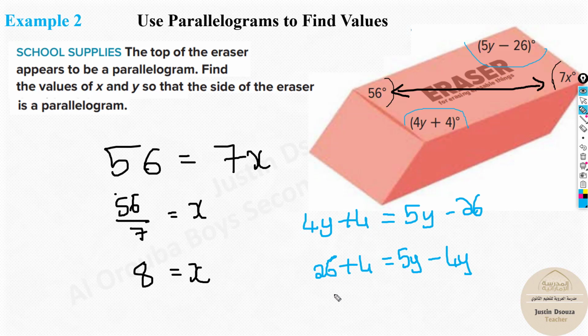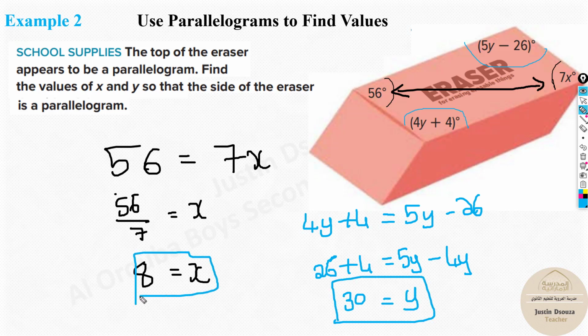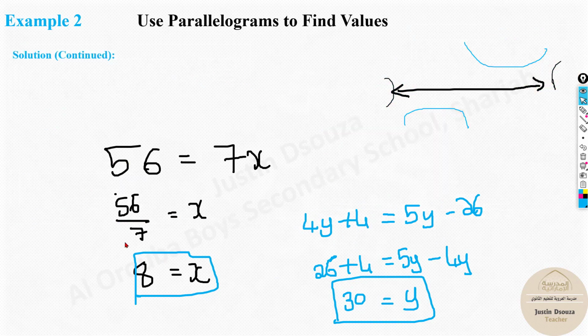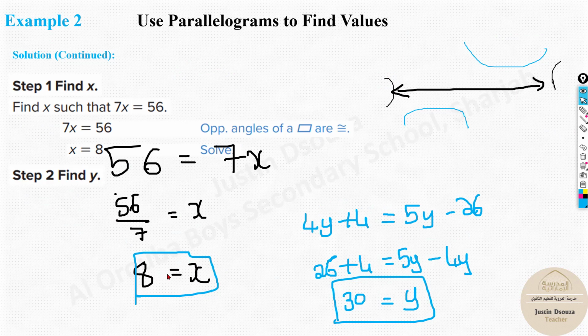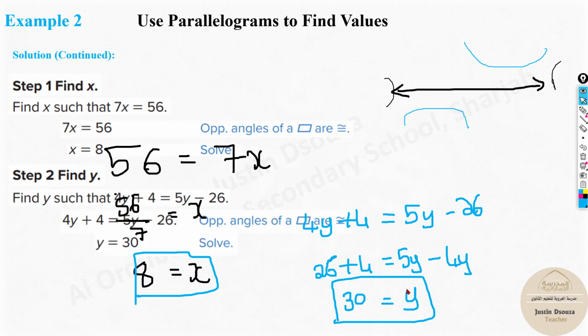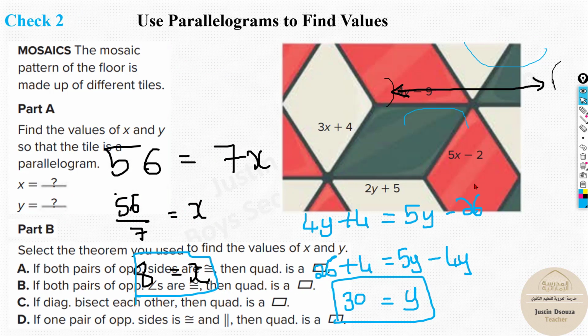Now solve it. 26 plus 4 is 30, equals y. Now this is the answer for y and this is the answer for x. So that is it. Over here you can just put this in the calculator directly, using alpha and x, and you will get the answer. You can solve the variables, but you can do this as well. So the values of x over here was 8 and y was 30. So that's the answers.